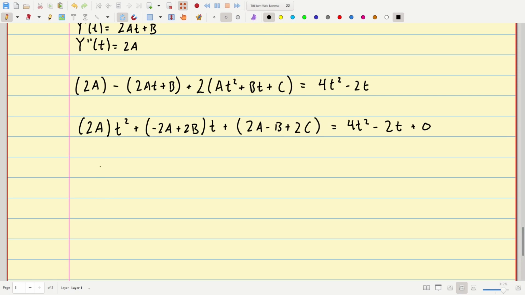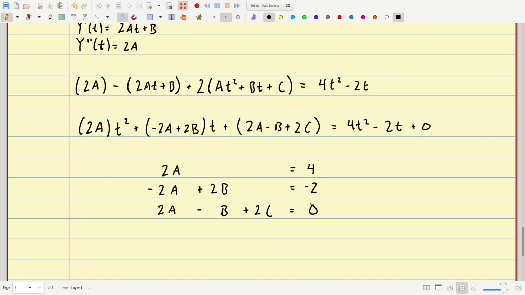Okay. This gives us a system of 3 equations and 3 unknowns. 2a is going to be equal to 4, using the equation for t squared. We have negative 2a plus 2b is going to be equal to negative 2, using the equation for t. And then lastly, we have 2a minus b plus 2c is equal to 0.